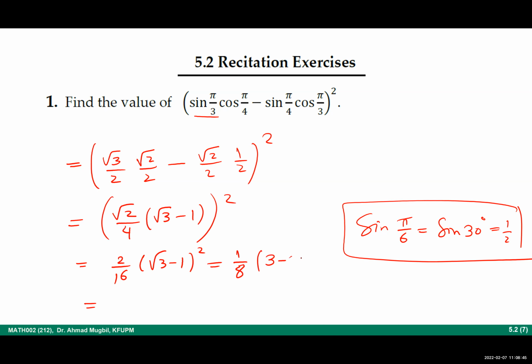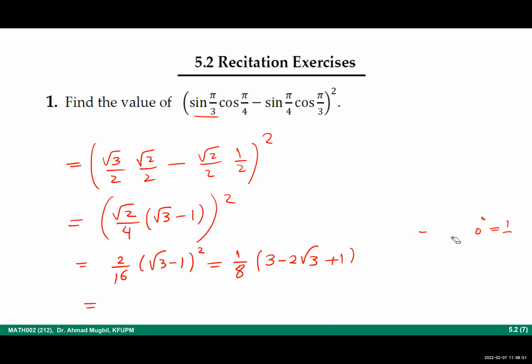3 minus 2 square root of 3 plus 1. What is that? 4 minus 2 square root of 3. This is 4, 1 over 8. 4 minus 2 square root of 3. Take 2 as a common factor. Then simplify it with 8. It will be 1 over 4 times 2 minus square root of 3. I think this is the simplest form you could have for such an expression.